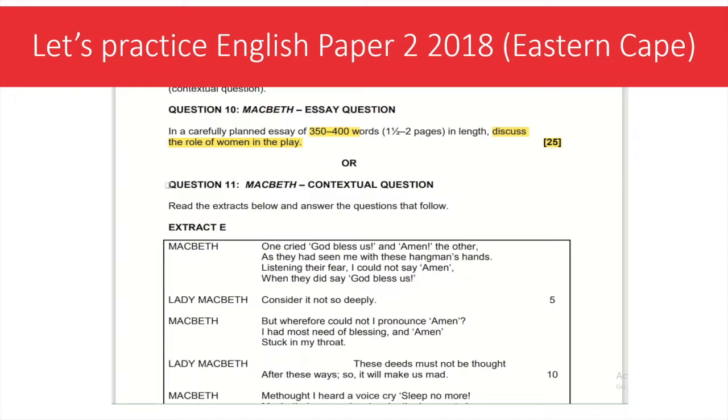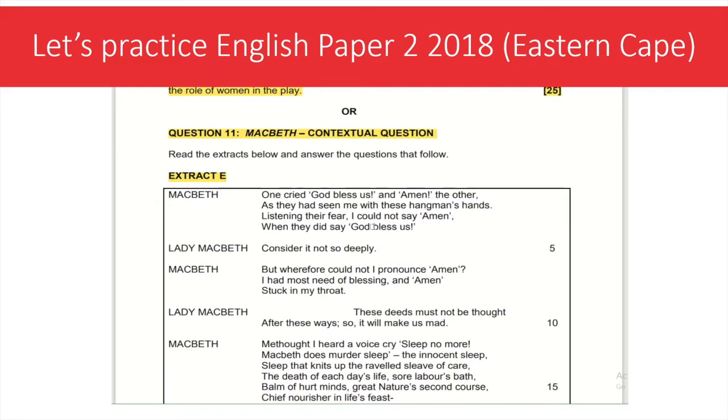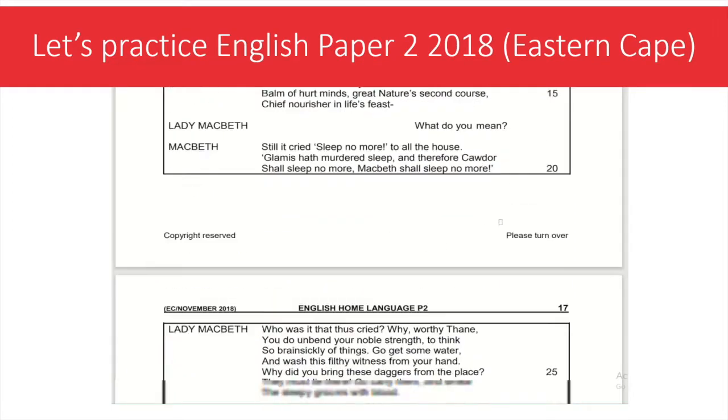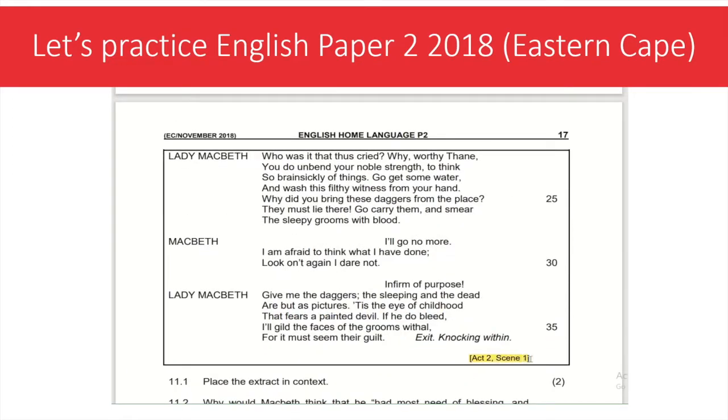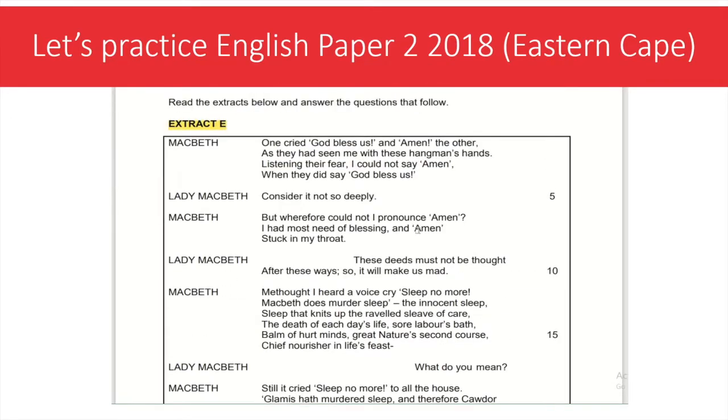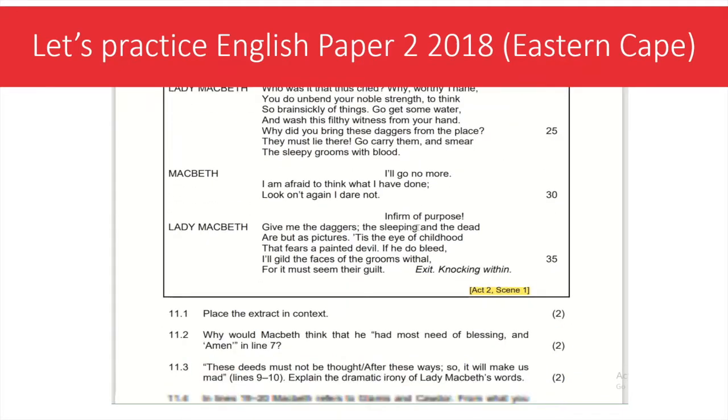So over here we have question 11, Macbeth, contextual questions, extract E. I'm not going to read the extract for you. I think you're going to get bored. You can open up the booklet and do that for yourself, but it does come from Act 2, Scene 1. It's where Macbeth has just killed King Duncan, and Lady Macbeth is kind of irritated with how distraught he is.